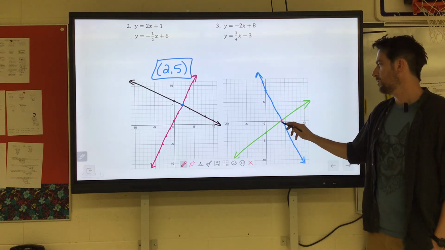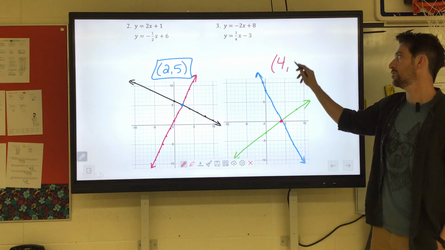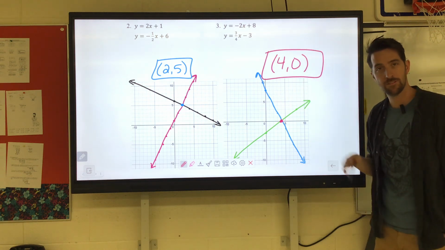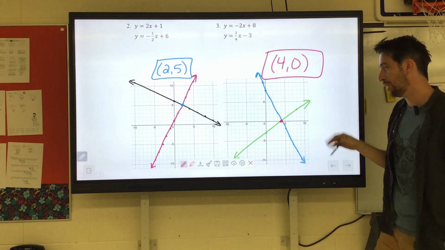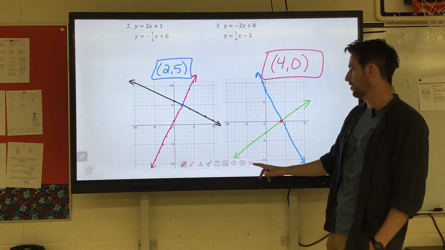So that point of intersection, it's to the right 4. It's up 0. So 4, 0. If you have extra time, plug it in for x and y, substitute it in, and solve it. Make sure it works out. Flip over those notes. We got 3 on the back.